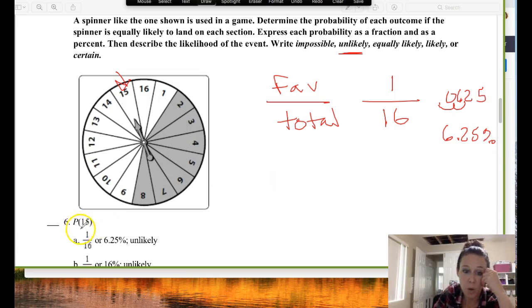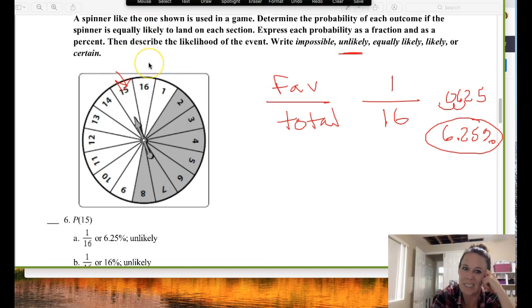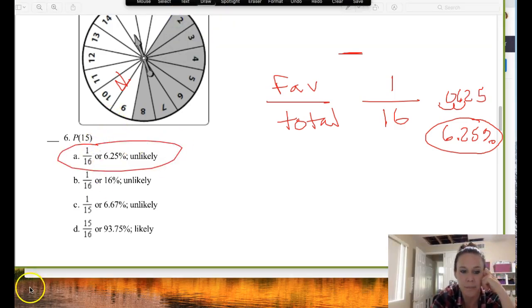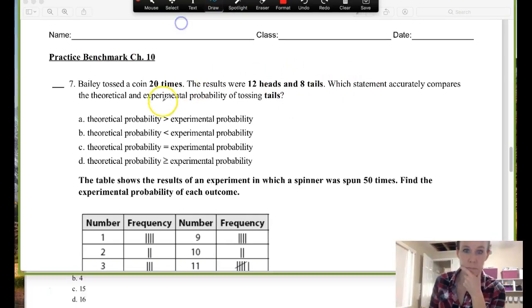Okay, so is this unlikely, equally likely, likely, or impossible? Likely or certain. Certain means I would get 100%. Impossible would mean 0%. Now I'm going to say unlikely. It's only 6.25% chance that I land on 15. So I'm going to say unlikely. It's not a very high percentage, so I would pick A for this. Unlikely. All right. Okay, we're back to the heads and tails.